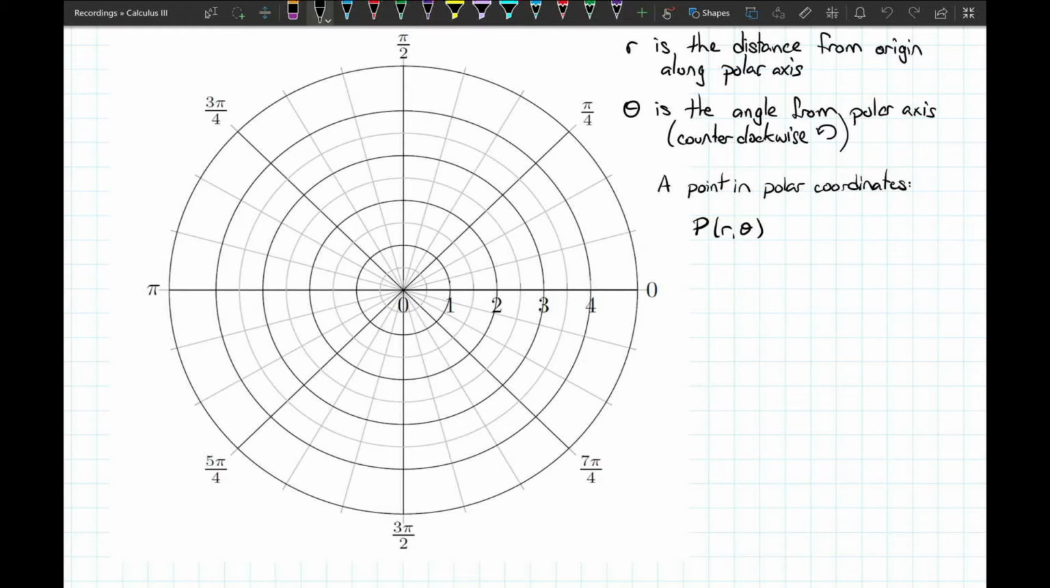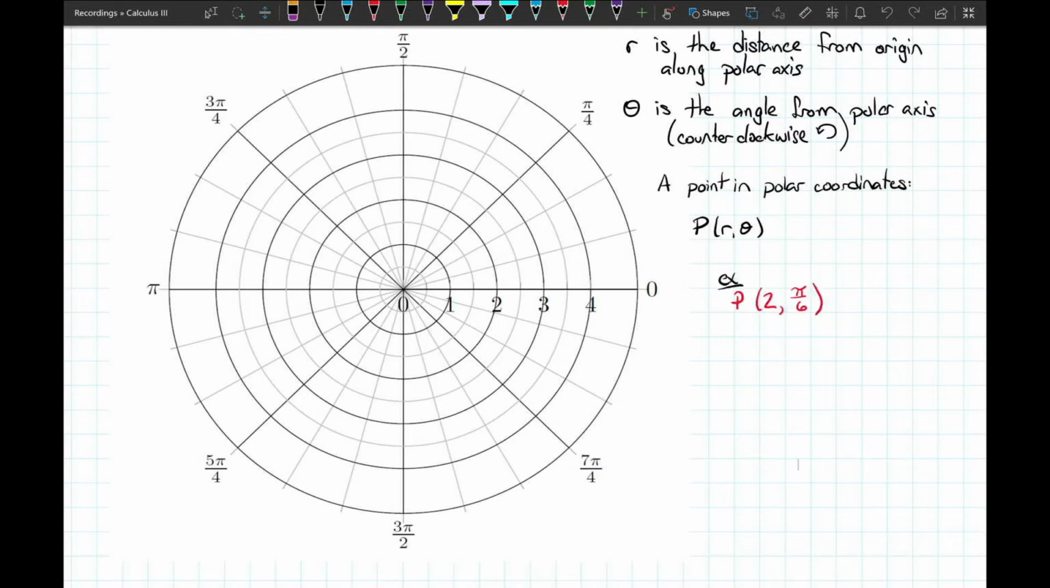Let's see if we can plot a few points here. Let's start off with a point P located at 2 comma pi over 6. Well, for convenience here, I have got all of these minor grid lines increasing by pi over 12. Pi over 12, and then 2 pi over 12, which is pi over 6. You can see that pi over 4 is simply 3 pi over 12. Okay, well now that we've got that direction of pi over 6, we need to travel 2 units outwards. 1, 2, and there is our point P. And so you can see that point P is in quadrant 1.